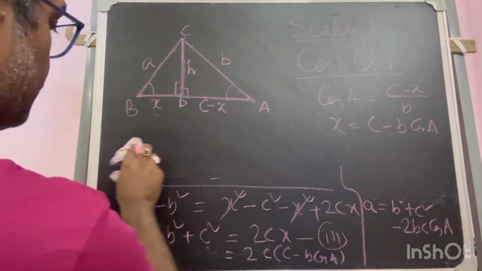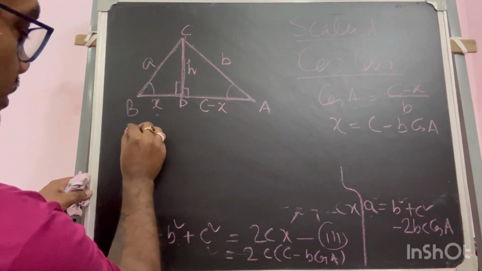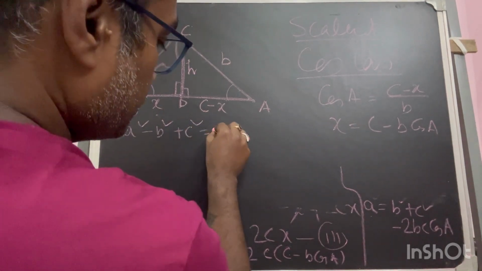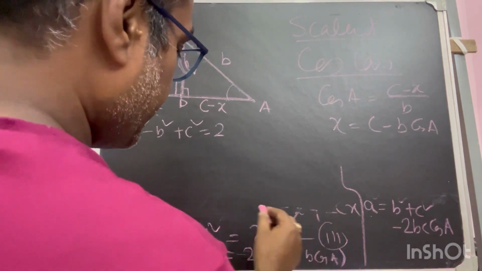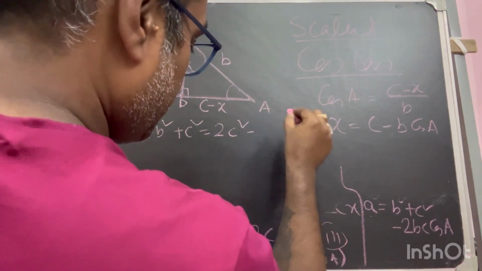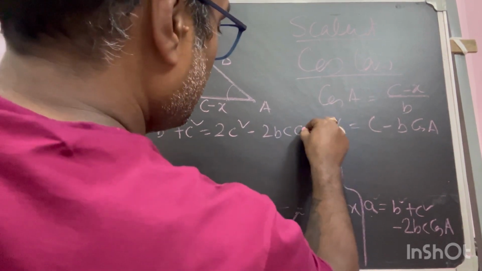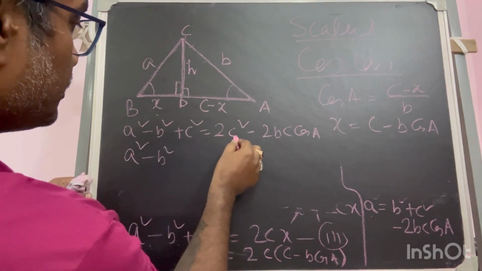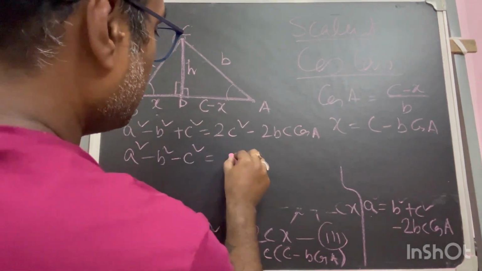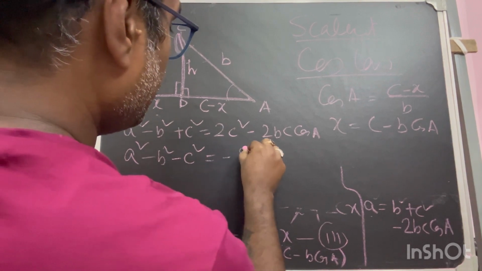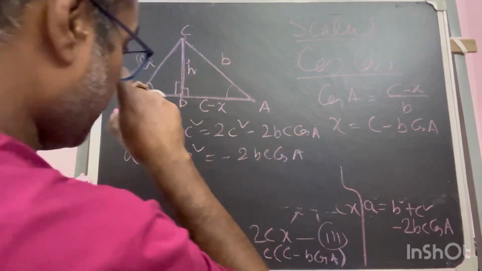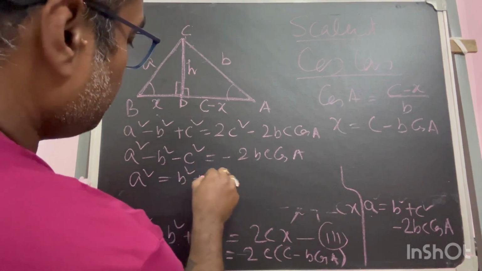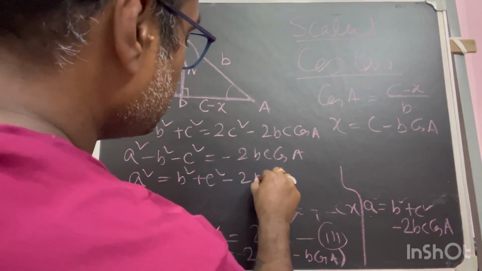Now use this part of the board. This becomes a square minus b square plus c square is equal to 2 into, if I remove the bracket, 2c square minus 2bc cos A. Now 2c square, if it comes this side, this will be c square, minus 2bc cos A. Okay, so now a square is equal to b square plus c square, and I am bringing this on the other side, minus 2bc cos A.